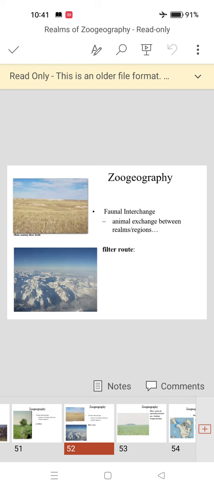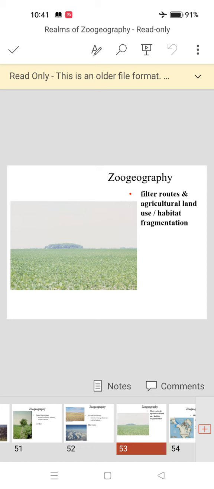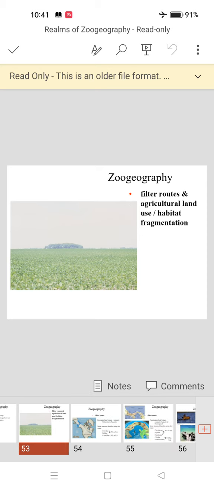Faunal interchange, filter routes and agricultural land use, habitat fragmentation.